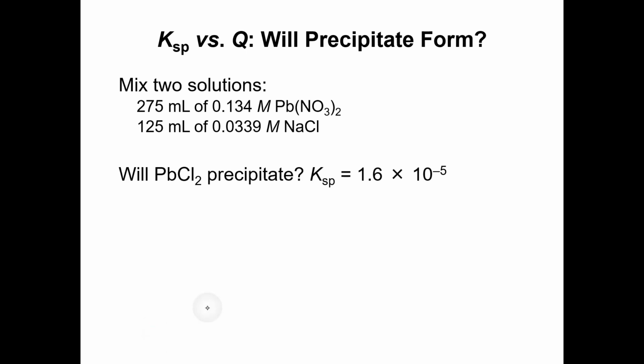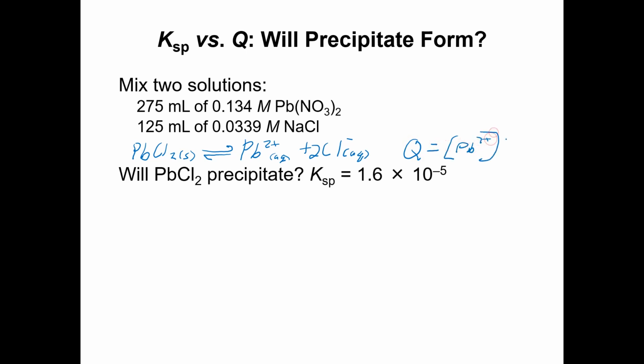So if we have lead chloride in solution, or if we had lead chloride and wanted to dissolve it, the equilibrium would be lead 2 positive plus 2 chlorines. So we write Q exactly the same way we write KSP. So Q would be equal to the concentration of lead 2 positive times the concentration of chlorine squared. So remember, KSP is the equilibrium, Q is at any point.